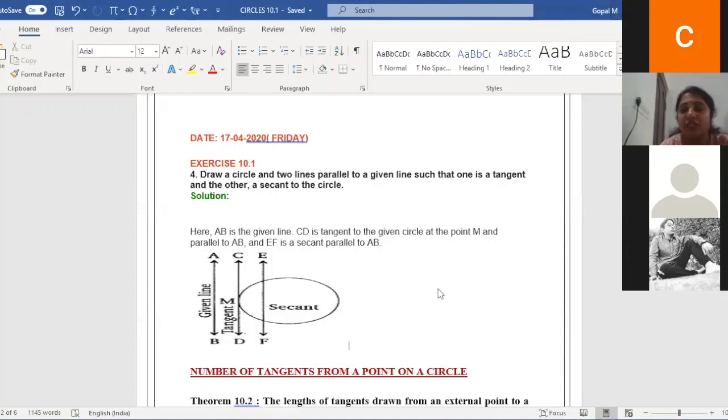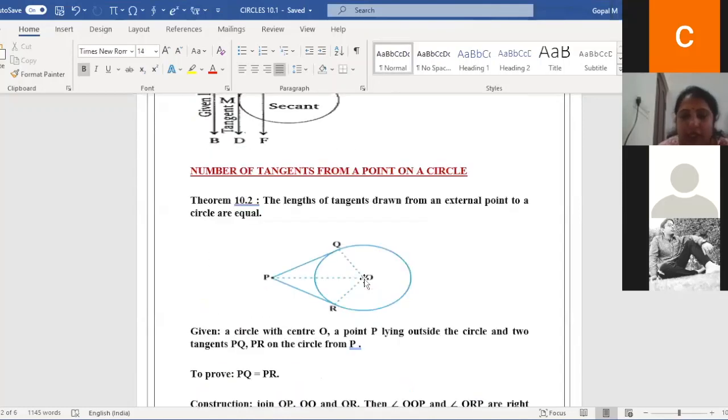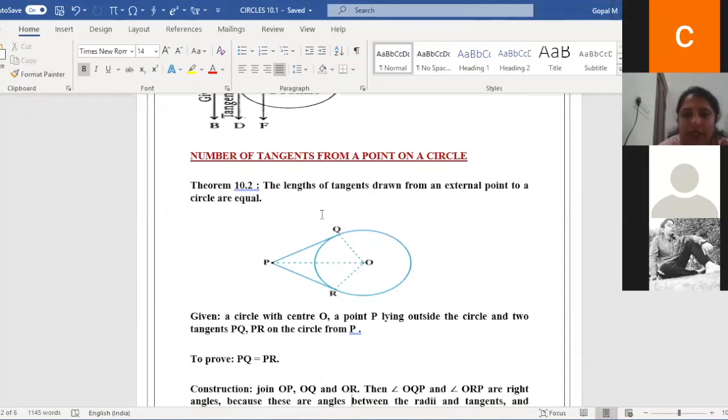can draw from the exterior of a point. So I told you to prove that these two tangents are equal. I told you to write the complete steps by using the RHS congruency rule. Theorem: the lengths of tangents drawn from an external point to a circle are equal. Here I told you to prove that PQ is equal to PR.